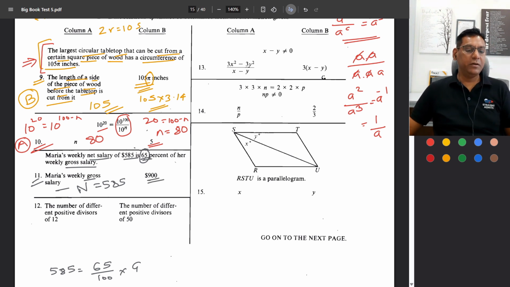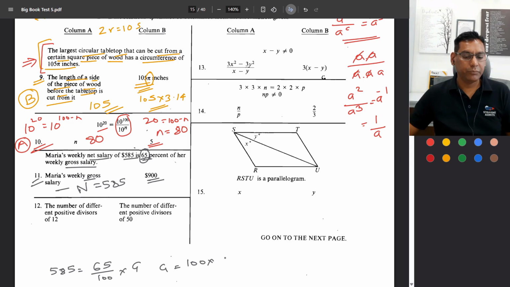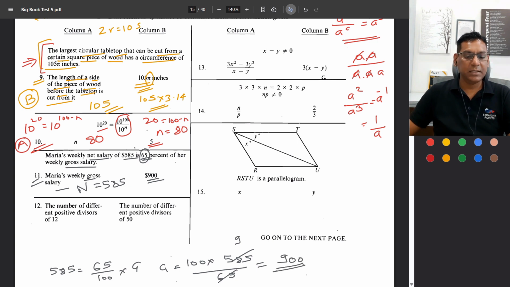Now here I will have to do G is equal to 100 into 585 divided by 65. Okay, this is a little tough to do. It might be a little tough for some people, right? But if you just take a closer look, you will realize that 9 times 65 is 585. See, the numbers are always carefully chosen, so it's not going to be all that difficult. So you will get that gross salary is 900.